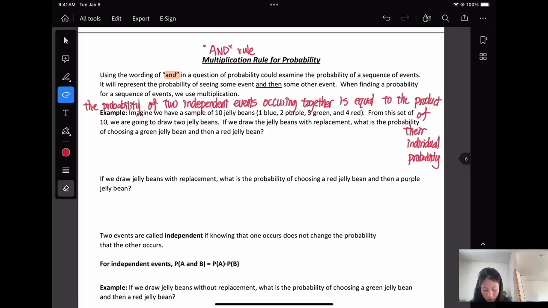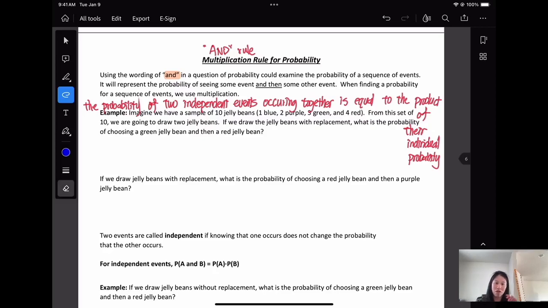Okay, so here is our first example. Imagine that we have a sample of 10 jelly beans. From this set of 10, we are going to draw 2 jelly beans. If we draw the jelly beans with replacement, that means we put them back. We draw one out and put it back in the bag, the sack. What is the probability of choosing a green jelly bean and then a red jelly bean?